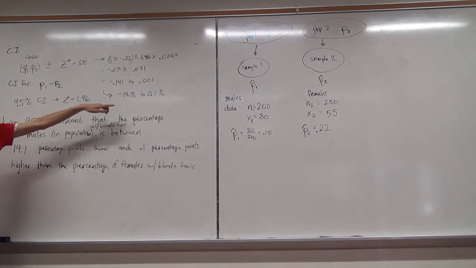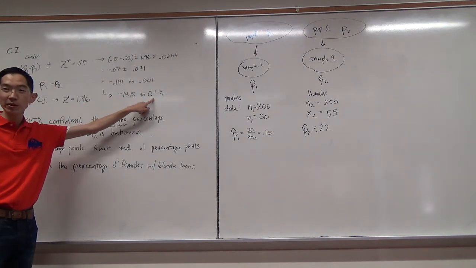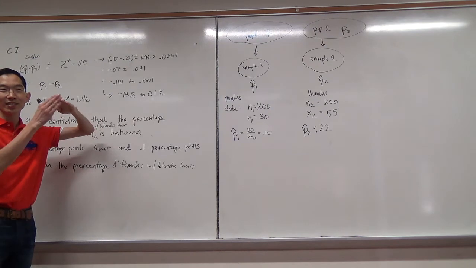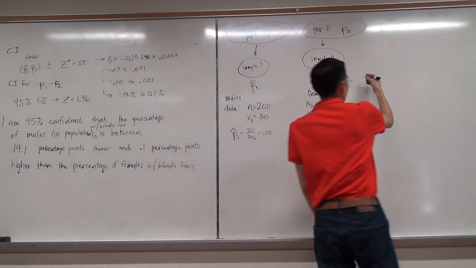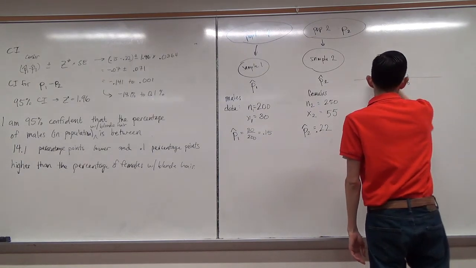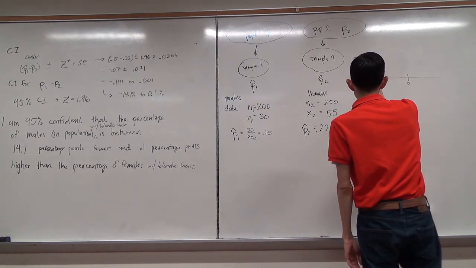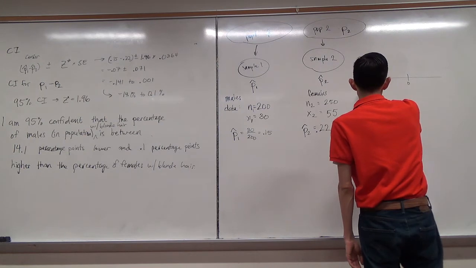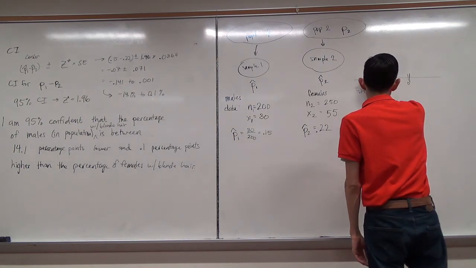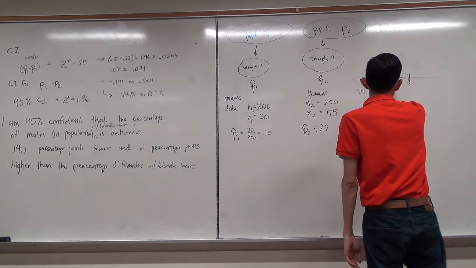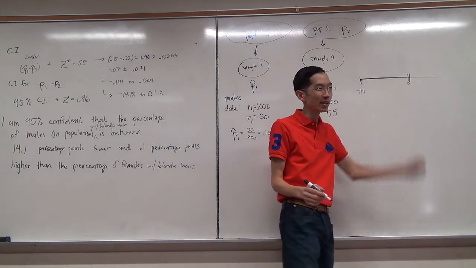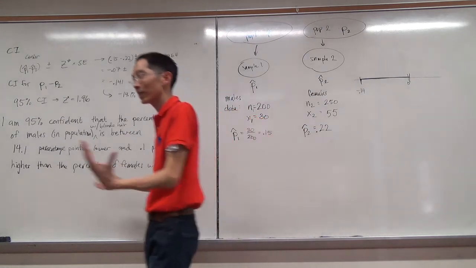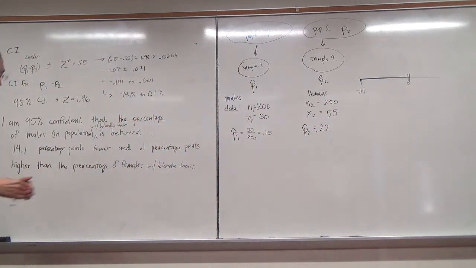One could argue that because this is so close to not being past zero, if you're looking at the number line, zero is here and your interval basically goes from negative 14 to just over here. Your interval covers from here to here. One might say that we're so close to missing zero that we could just say we've got evidence that there's fewer males with blonde hair than females.